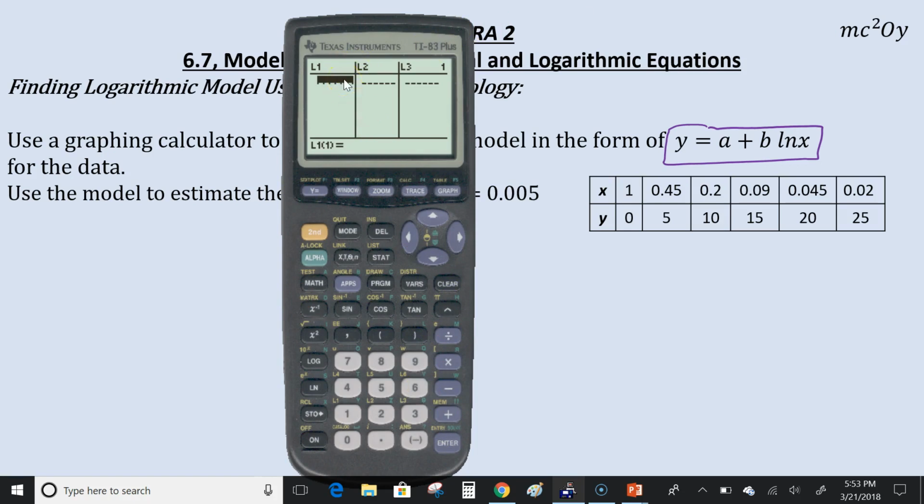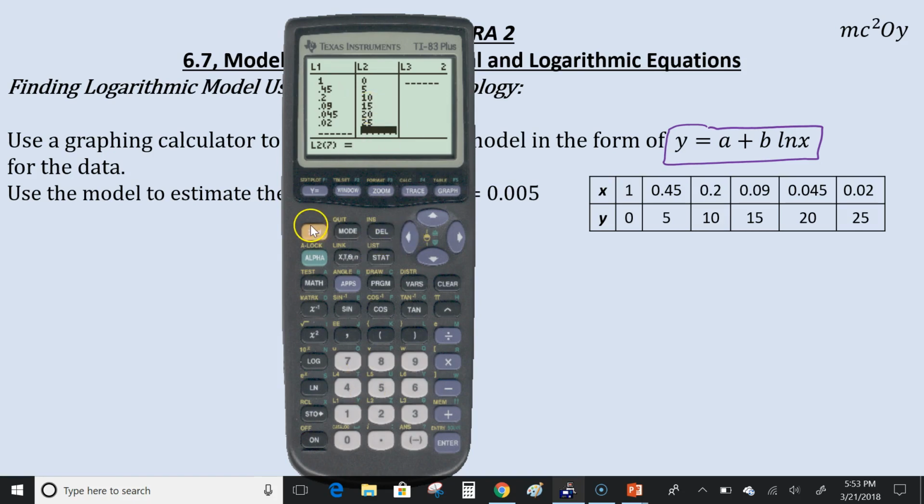So my data for list 1, I'm going to put my x's. So it was 1, 0.45, 2, 0.09, 0.045, and 0.02. Okay, and for my y's, I've got 0, 5, 10, 15, 20, and 25.